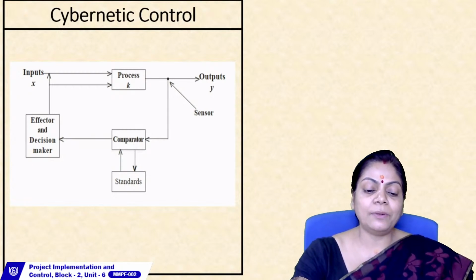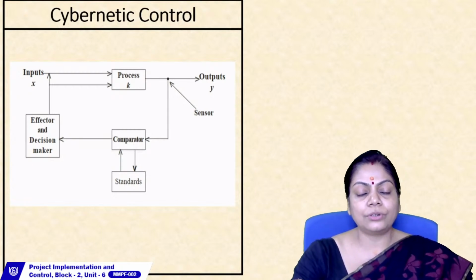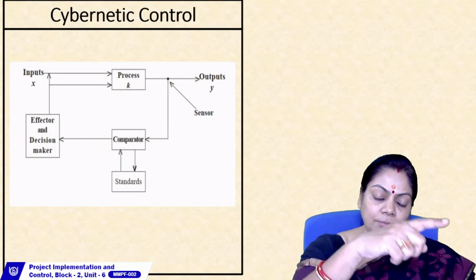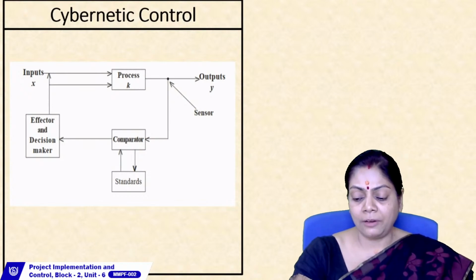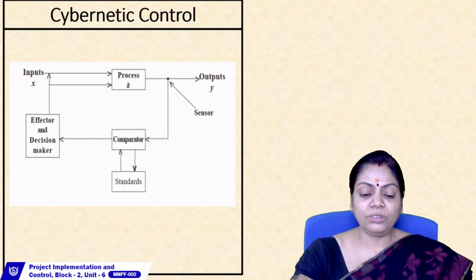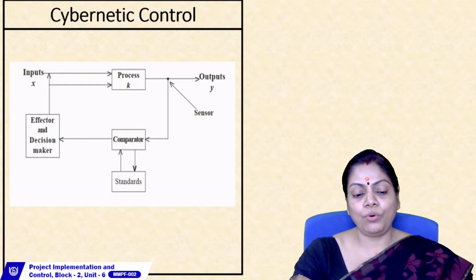Normally, if you want to reduce the deviation, then you send it through the feedback loop. This is called a negative feedback loop. Then you have the go no go control.